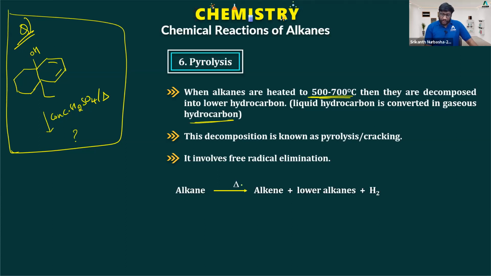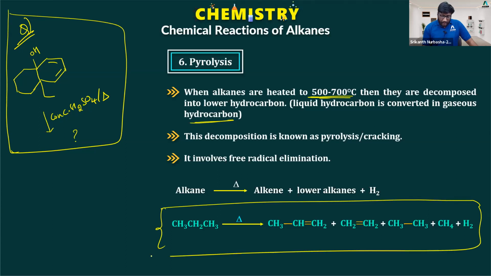So the C-H bond cleavage will form the respective free radicals. So alkane upon heating will produce alkene plus lower alkanes plus H2. CH3CH2CH3 upon heating forms CH3CH=CH2 plus CH2=CH2 plus CH3-CH3 plus CH4 plus H2. That means alkanes of higher molecular weight will be converted to respective alkenes. Along with that, lower alkanes are also formed, and H2 is also formed.